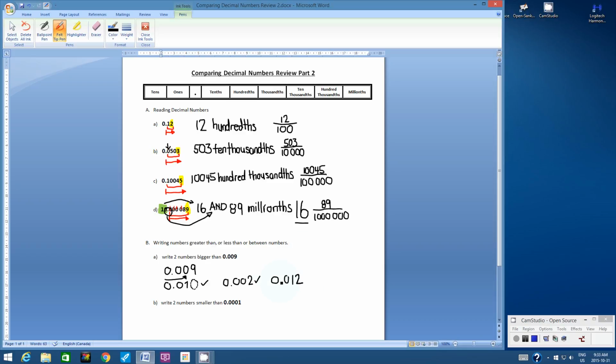How about 0.012? Well, let's compare that to our original number here. Okay, and this is where stacking your numbers, lining up all the place value columns is very handy. So this was our original number, 0.009, and this was the number we just thought of, 0.012. So if I were to compare the last two digits, 09 and 12, this is clearly larger. Okay? All right.